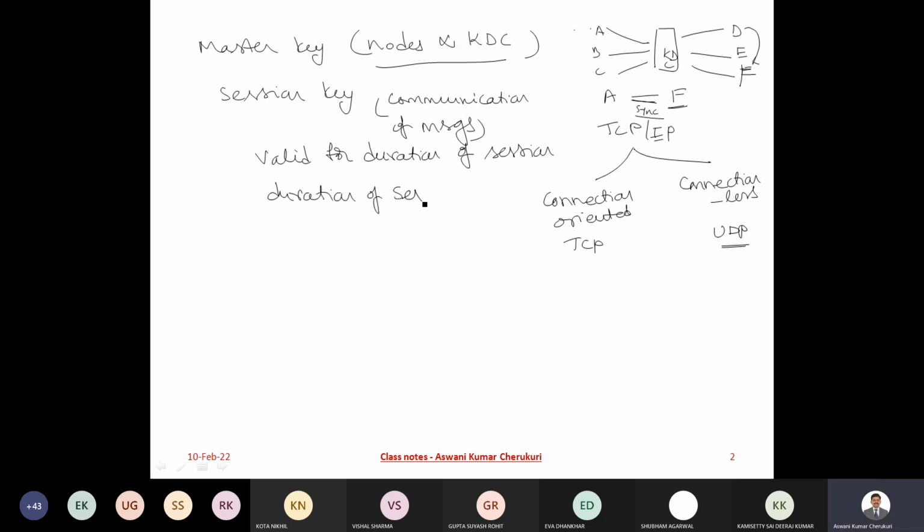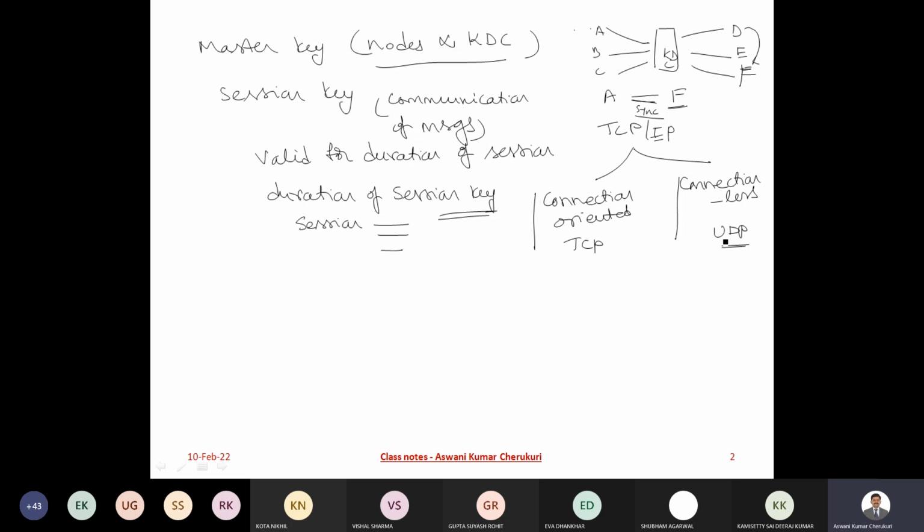Duration of my session key. What should be the duration of my session key? That depends upon whether the protocol is a connection oriented protocol or a connectionless protocol. Remember, during a session, you can have multiple connections. So that means for a connection oriented protocol, the same session key can be used for multiple connections as long as the session is there.